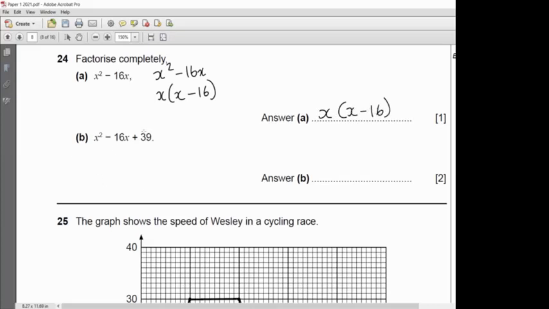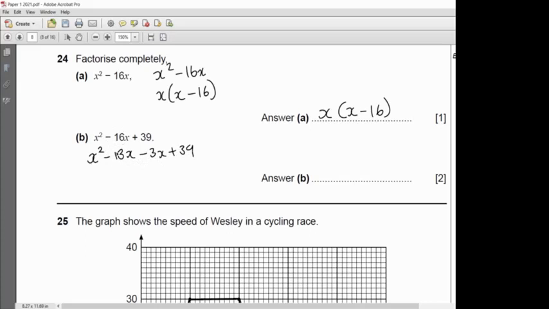Then B, this is a quadratic trinomial. You want to factorize the quadratic trinomial. You look at this 39, and you look for two numbers that when you multiply them, the answer is 39, and when you add them, the answer is negative 16. So that is negative 13 and negative 3. So you would break down the middle term as negative 13 and negative 3. So you have x squared minus 13x minus 3x plus 39. See, negative 13x minus 3x is equal to negative 16.